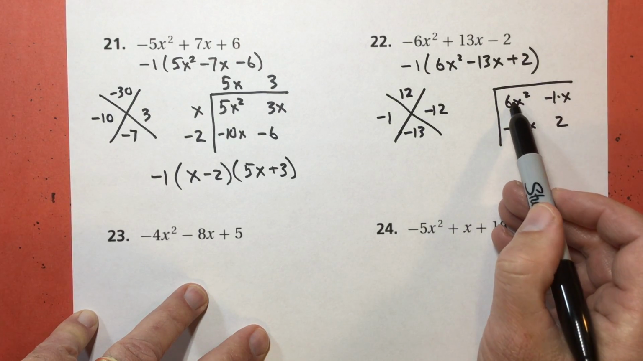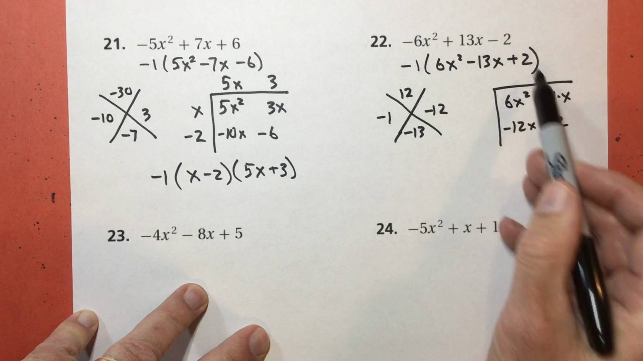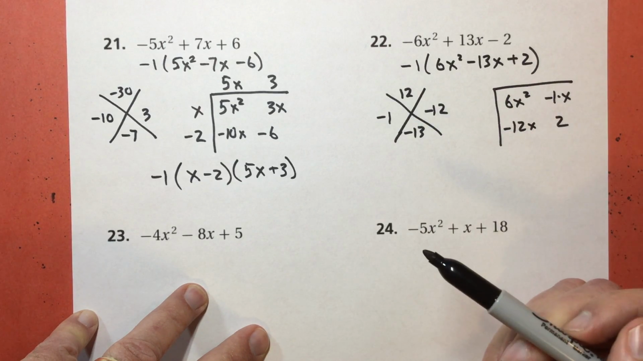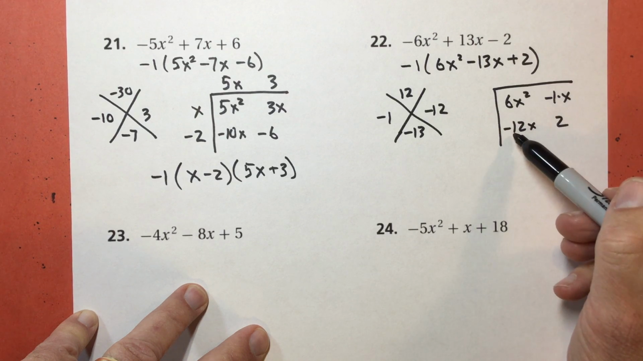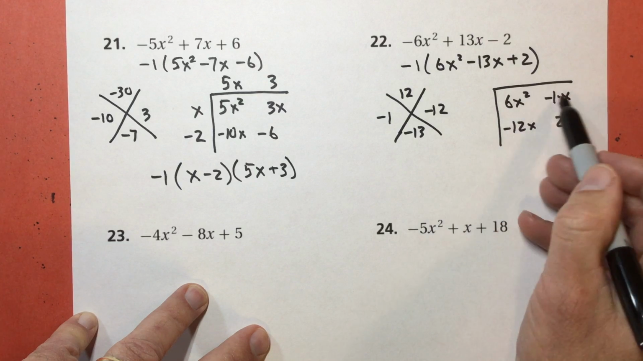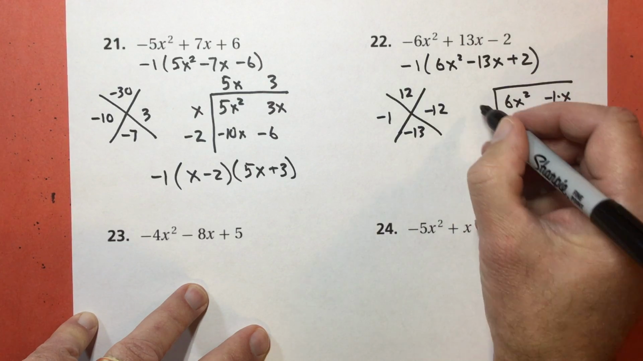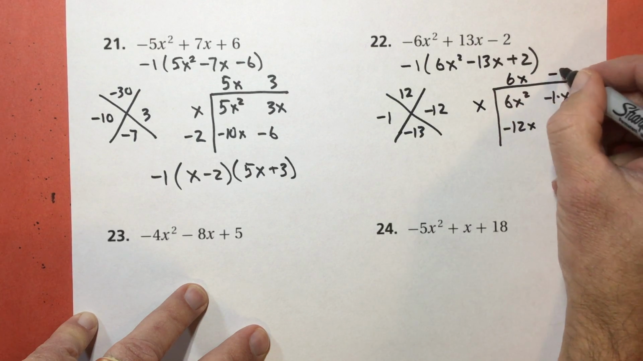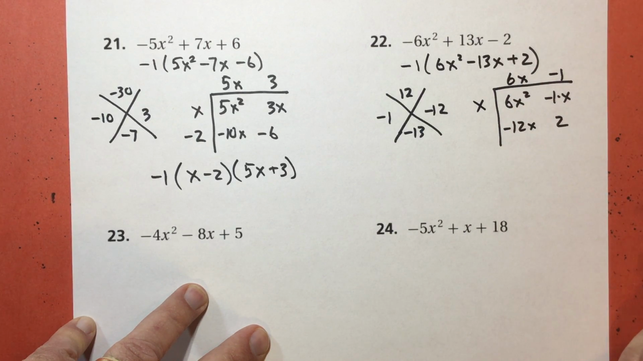So I put the 6x squared from here, right there. The 2 goes here. And then these two are what we just figured out. And again, it doesn't matter if I put the negative 1 here or the negative 12 there. Doesn't matter. What do these two have in common? They both have just x. That leaves 6x and minus 1.